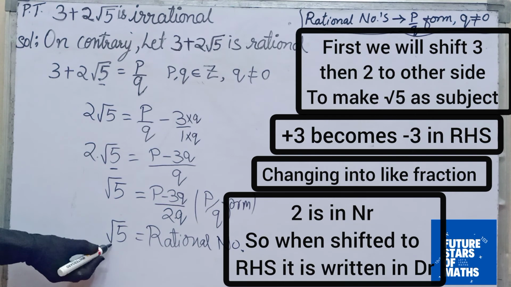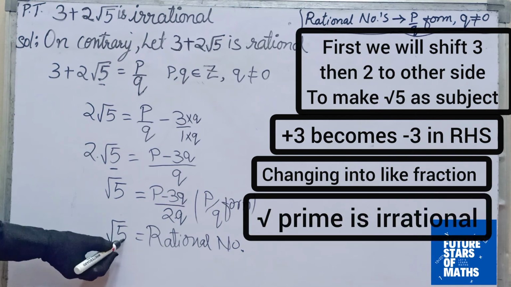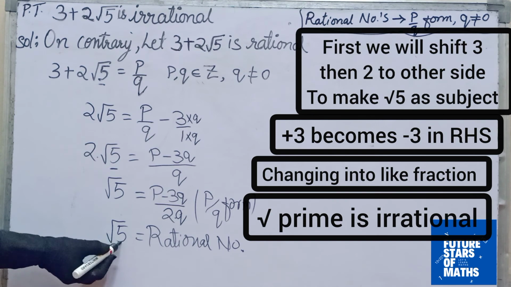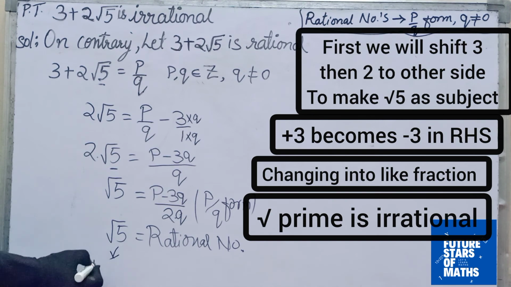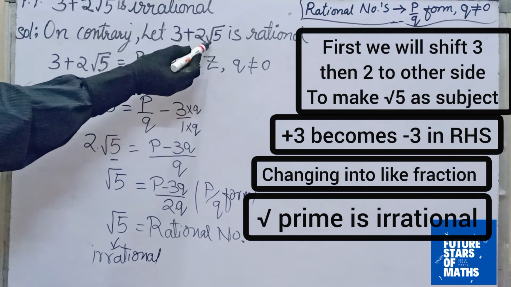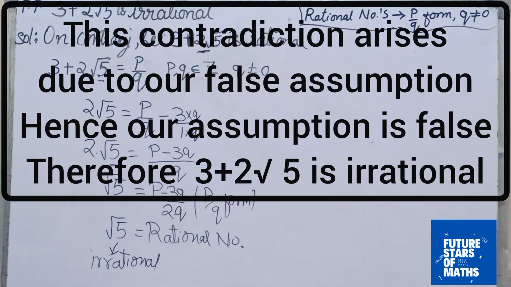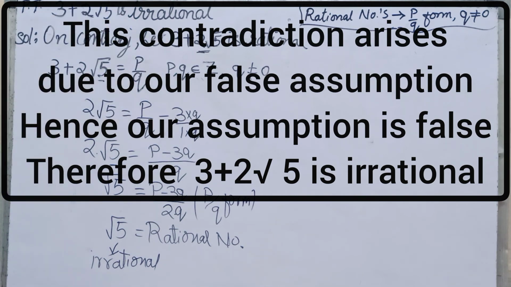But what do we have on the other side? Root 5, that is the root of a prime number. So the root of a prime number is what? It will be irrational. So this contradiction is arising. Why? Do you know, students? Because of our false assumption that 3 plus 2 root 5 is rational. So our assumption is false and 3 plus 2 root 5 is irrational. Okay, students?